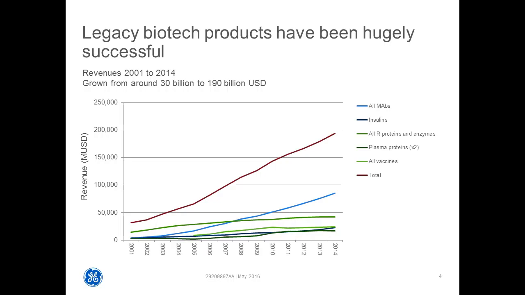Let's start with the beginning. So we all know that we've had a really good couple of decades in terms of the development of biological drugs. As you can see from the chart, it's not only limited to the monoclonal antibody class, but also spans some of the other classes of biological drugs like vaccines, recombinant proteins, plasma proteins, and so on.